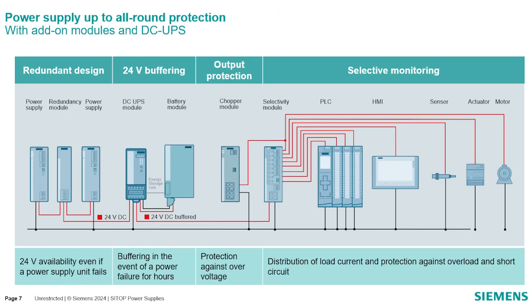And of course, something else to add, this is more from the input side, the buffer module and the redundancy module. If you take a look at the output side, here you can use a selectivity module to ensure that if you have an overload or a short circuit, you have a really reliable protection for your consumers.